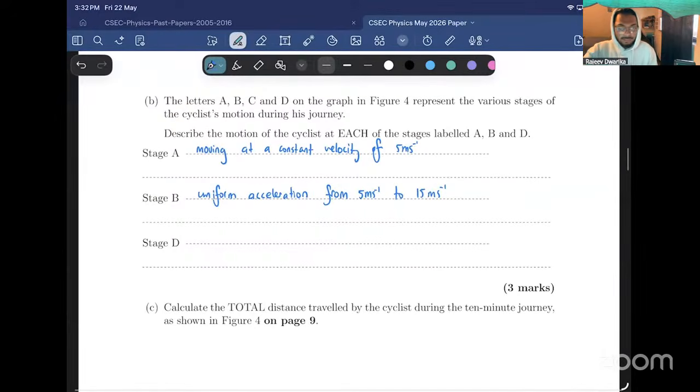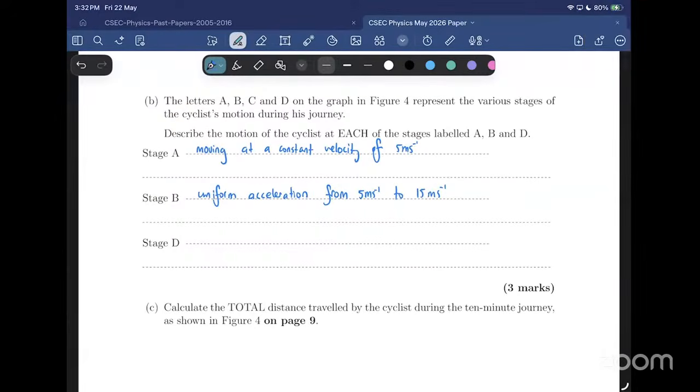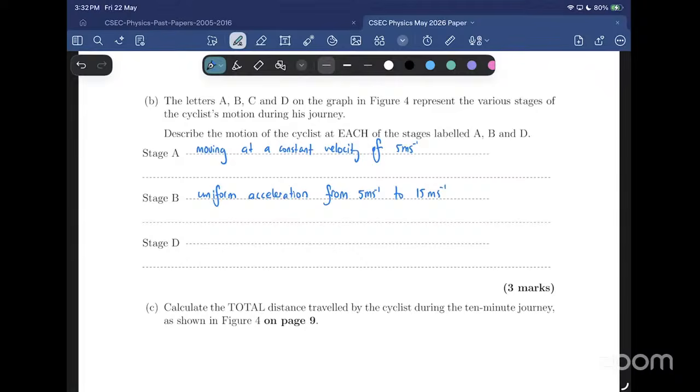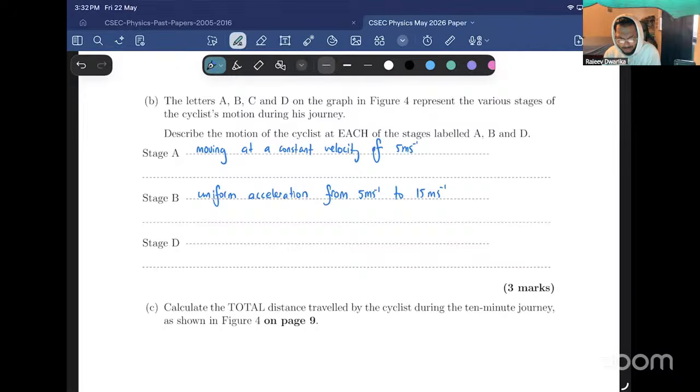Did you guys get that? Yes, sir. I just didn't put uniform acceleration. I only put acceleration. I don't think CXC will deduct marks for that, but uniform is the proper word to put. I don't think they would penalize you for that, but uniform is the ideal word there, because the acceleration is a straight line.